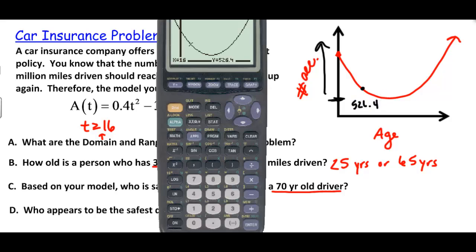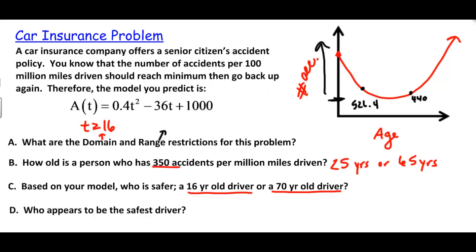If I go back and hit second trace and do value and put in a 70-year-old, they have about 440. So if you look at this, who is safer? The 70-year-old is safer, because they have less accidents per 100 million. It's less accidents.